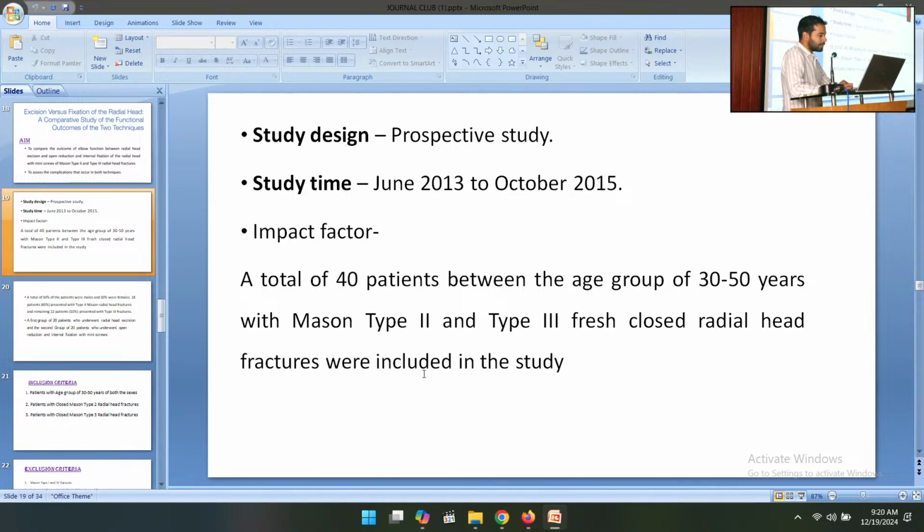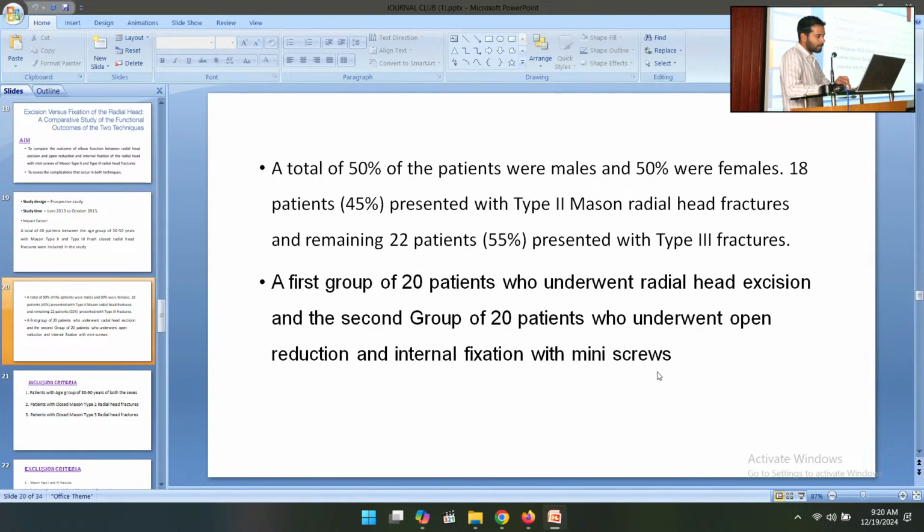A total of 40 patients between age group 30 to 50 years with Mason type 2 and type 3 fresh closed radial head fracture were included in this study. 50% of the patients were males and 50% were females. 18 patients, 45%, presented with type 2 Mason radial head fracture, and the remaining 22 patients, 55%, presented with type 3 fractures. A first group of 20 patients underwent radial head excision, and a second group of 20 patients underwent open reduction and internal fixation with mini screws.